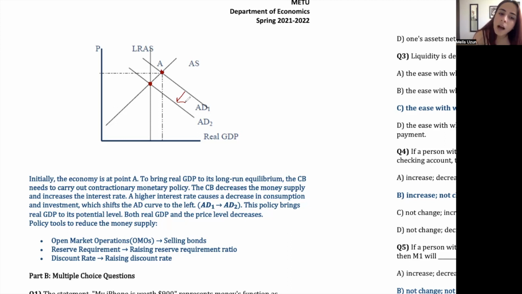How can the central bank do this? What are the tools that the central bank can use? The central bank can sell bonds. It will decrease the money supply. It can increase the reserve requirement ratio. Again, it will decrease the money supply. Or it can raise the discount rate, so it will be harder for the banks to borrow from the central bank. So again, it will decrease the money supply.